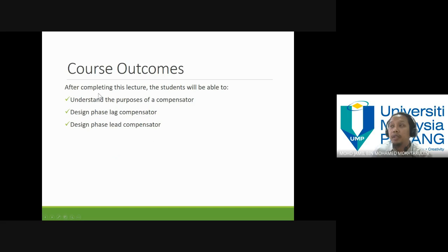After completing this lecture, you will be able to understand the purposes of a compensator and design a phase-lag compensator and also a phase-lead compensator. Because we have two types of compensator to be covered in this lecture, today we are going to cover only the phase-lag compensator, and for phase-lead, we are going to cover it on Wednesday.